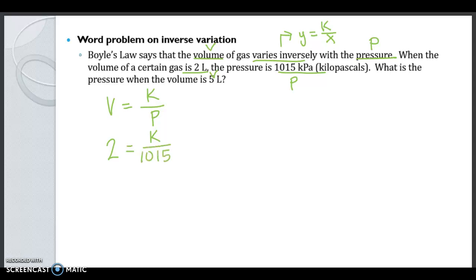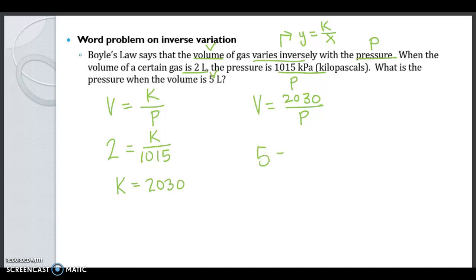So volume is 2 equals k over 1,015. Multiply by 1,015 and we'll get k equals 2,030. So my equation that relates volume to pressure is V equals 2,030 over P. Then the question is, what is the pressure when the volume is 5 liters?